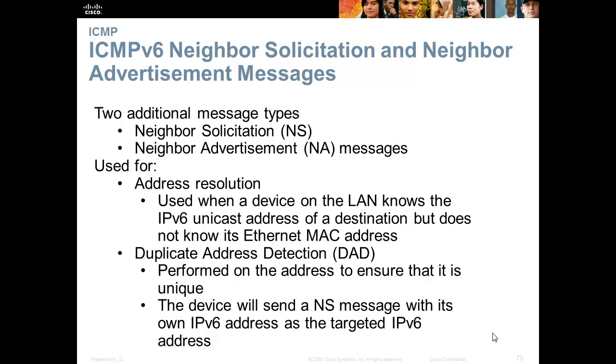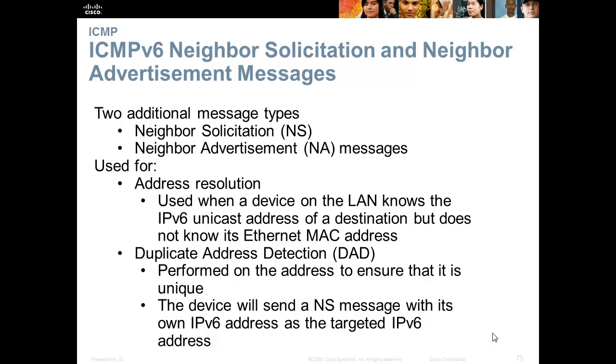Another type of ICMPv6 message we need to be aware of is a neighbor solicitation and neighbor advertisement. Neighbor solicitation and neighbor advertisement messages are used for address resolution. For example, when a device on the LAN knows an IPv6 unicast address of a destination but does not know its Ethernet MAC address. This sounds very similar to ARP, but as we said before, there is no ARP in IPv6. Instead of using ARP for IPv6, we will now use these neighbor solicitation and neighbor advertisement messages.